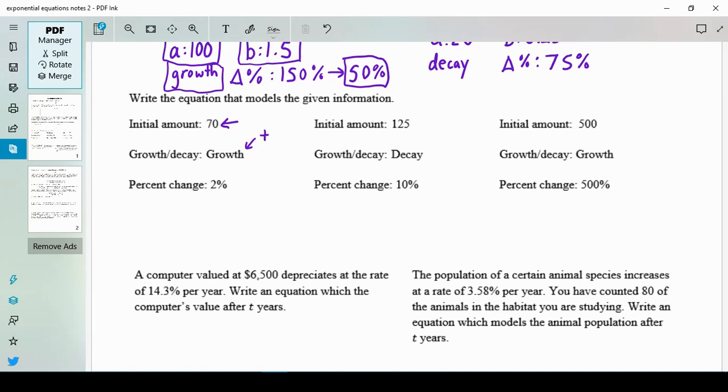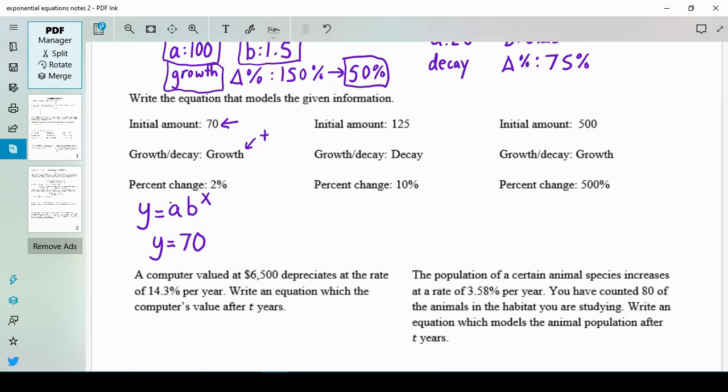So first up, our initial amount is 70. So that means if I'm writing the equation, let me write the equation first so we all are on the same page here. Given the equation y equals ab to the x, my initial amount is a, so we're going to say y equals 70.